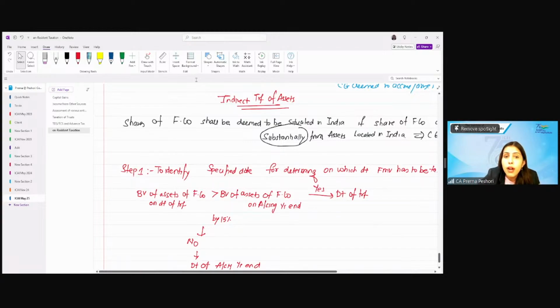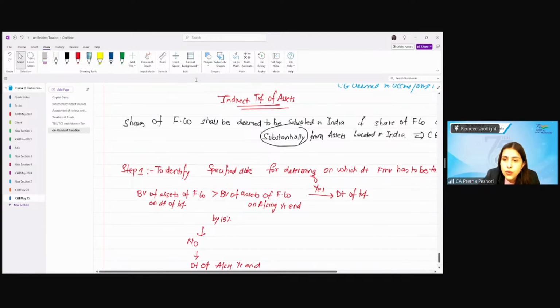So you have to ask the question: is the book value of the assets of the FCO as on the date of transfer greater than the book value of assets of the FCO on the accounting year end by 15%? If yes, then you take the date of transfer. And if the answer is no, you will take the date of the accounting year end. Are we clear? Yes or no? So that is how you decide about the indirect transfer.